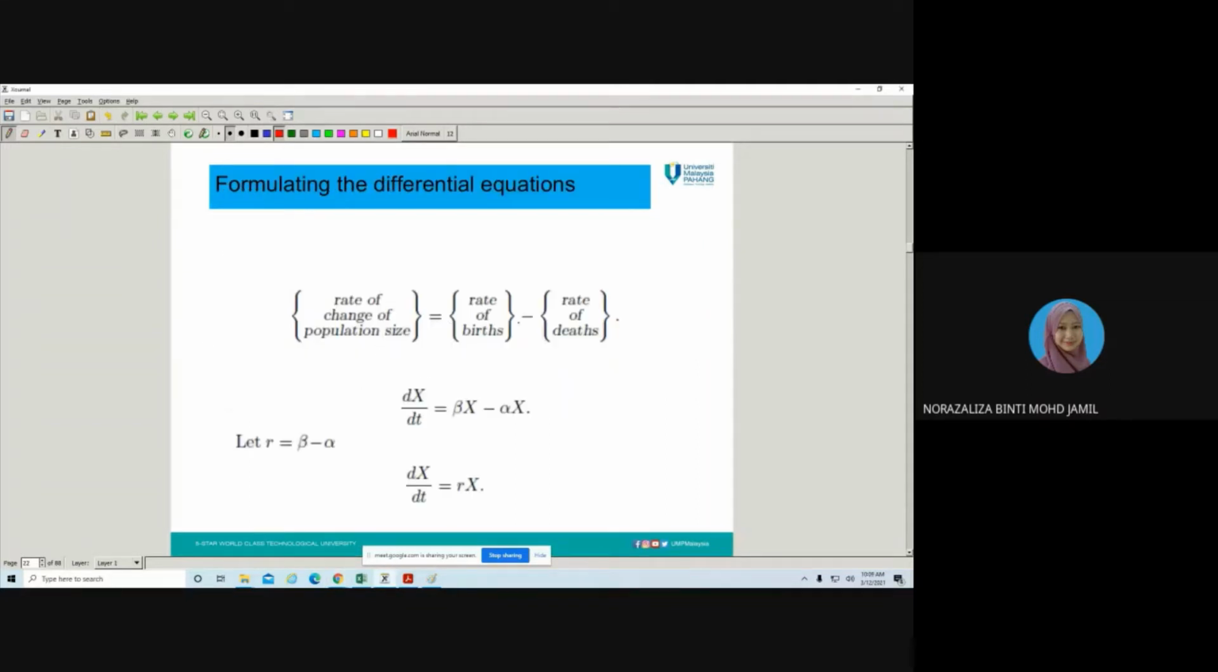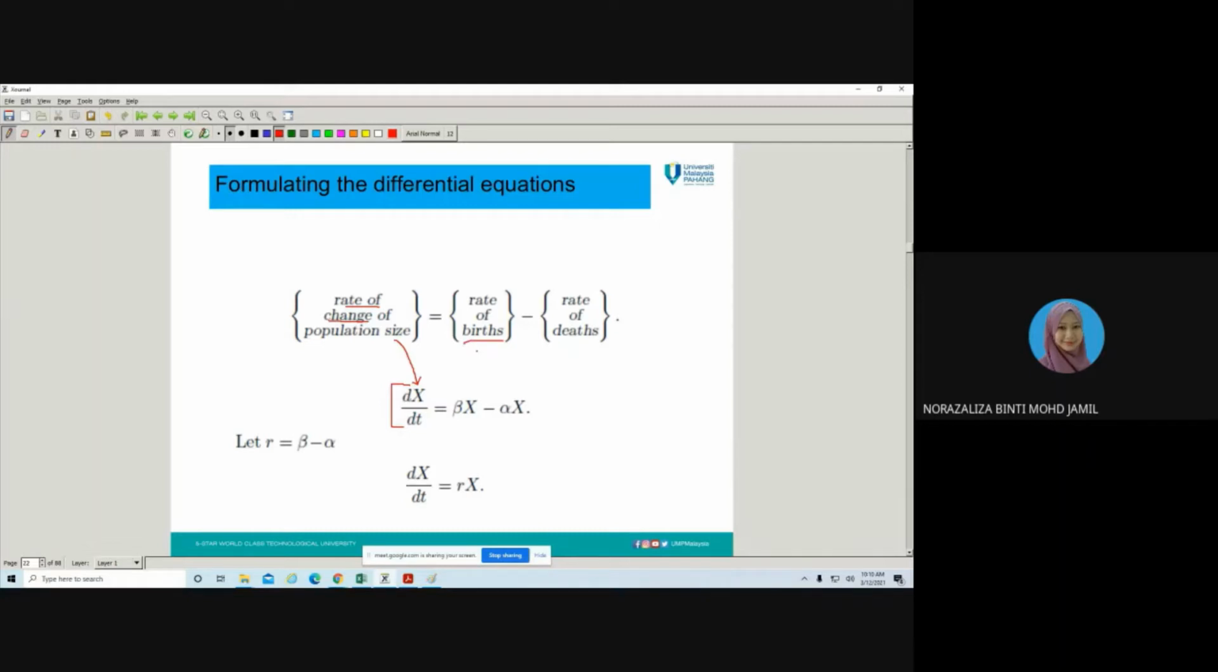Rate of change equals rate of births minus rate of deaths. For the rate of change, we can use x as the variable: the changes of population with respect to time. So we formulate it in differential equations. The rate of change is transformed into the differential equation dx/dt, or students always say derivative. Derivative dx/dt. And rate of birth, kadar kelahiran.